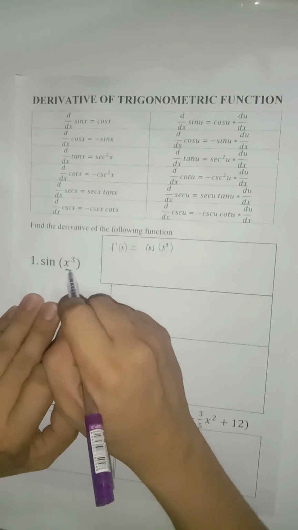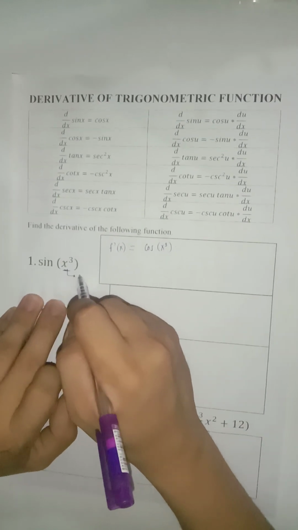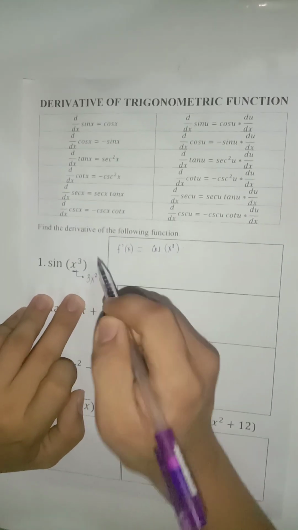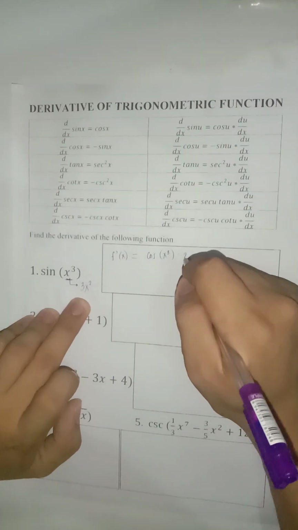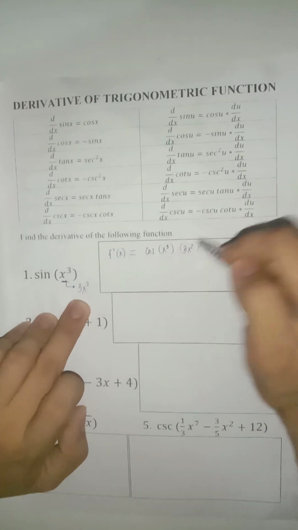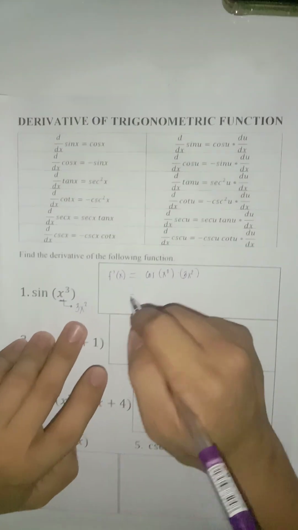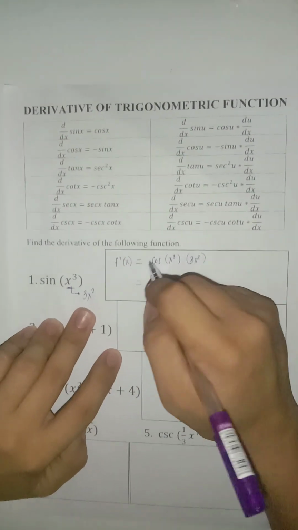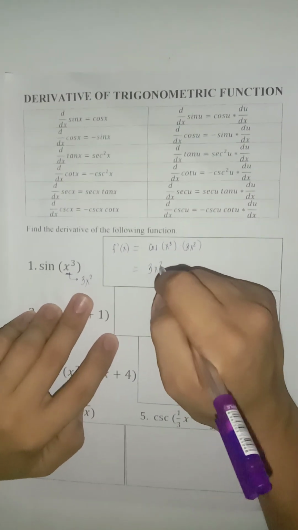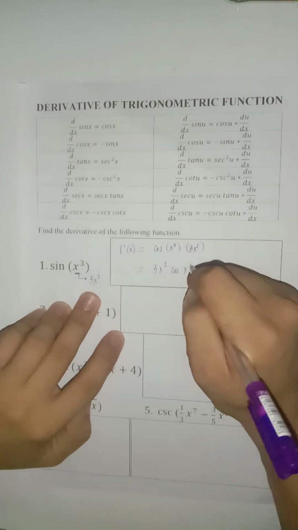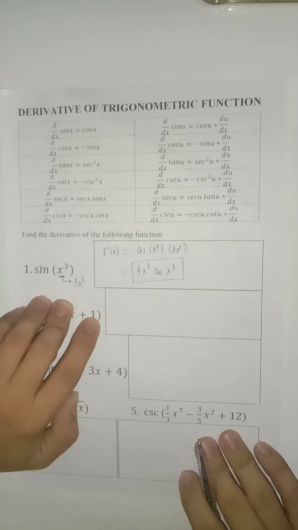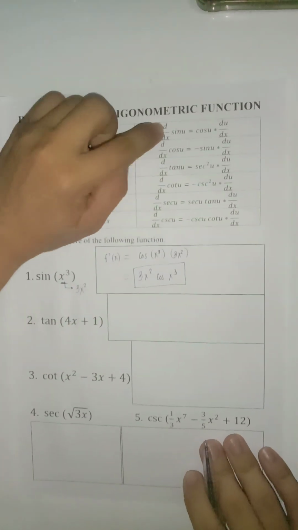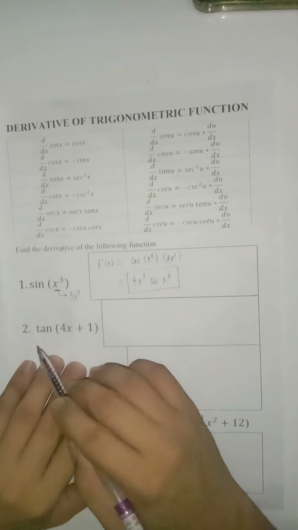So, ito yung function natin. Ano yung derivative nito? Using power rule, drop, then subtract. So, ito na yung du over dx natin. So, multiply by 3x squared. Okay? And then, simplify. So, we will get ito. So, ilalagay natin siya sa harap. That is 3x squared cosine x cubed. And this is the final answer for number 1. That is, itong formula.